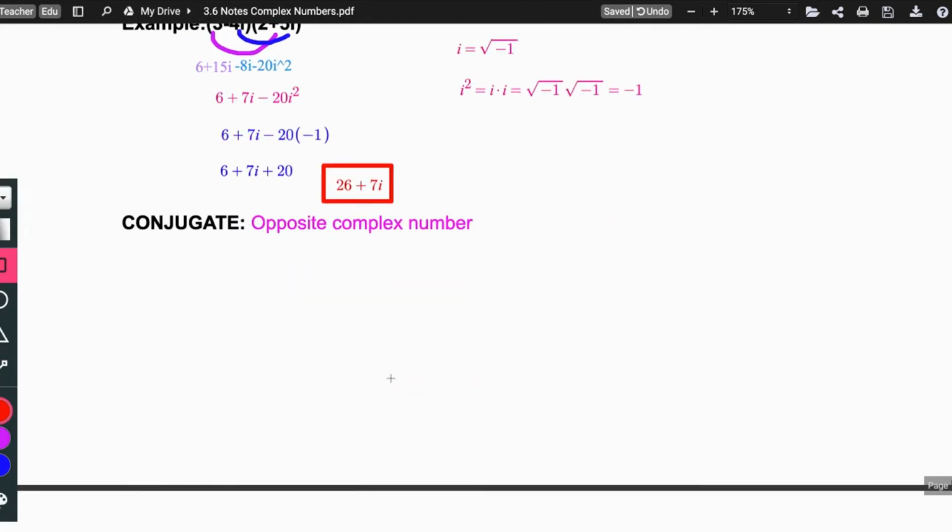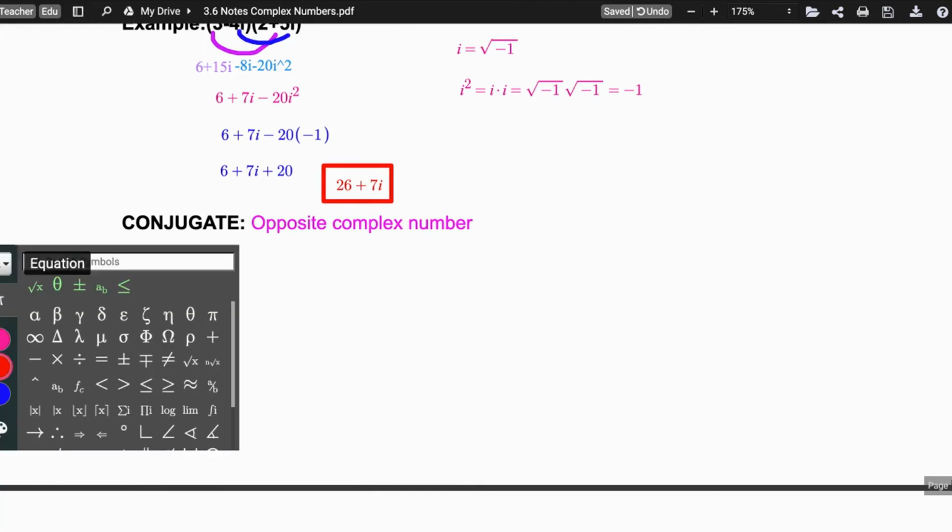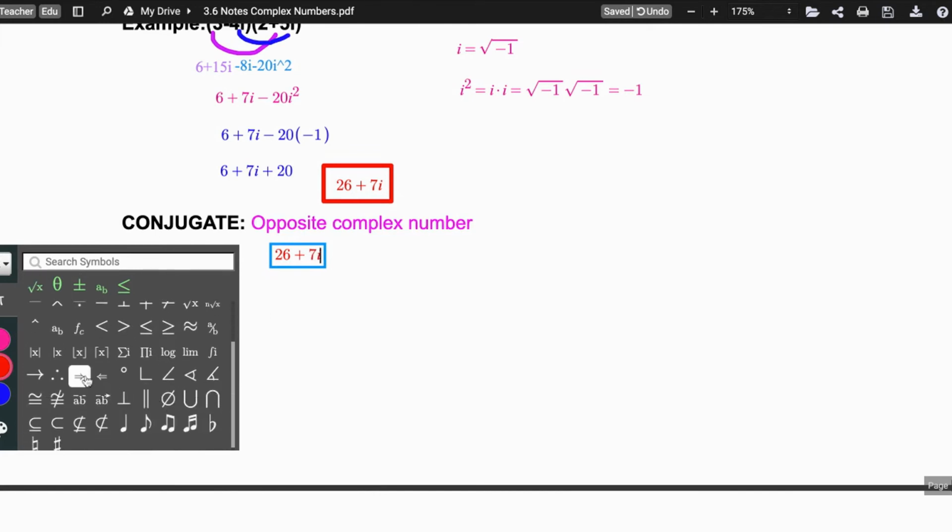So next thing we need to talk about is a conjugate. And so a conjugate is just an opposite complex number. So in this case where I had 26 plus 7i, the conjugate is just the opposite. So it's 26 minus 7i. So basically just the sign of the middle term changes. So that is the conjugate. It goes from this to this. Likewise, it can go backwards. If I had 26 minus 7i, then the conjugate would be 26 plus 7i.